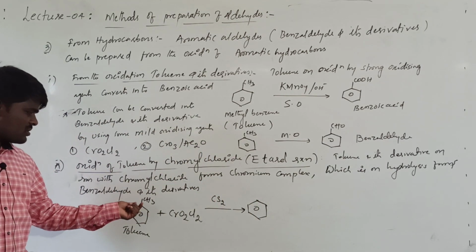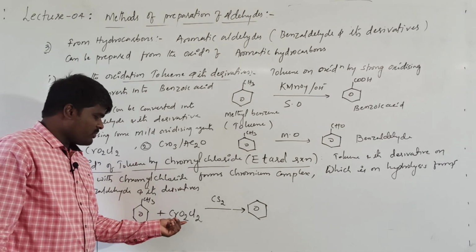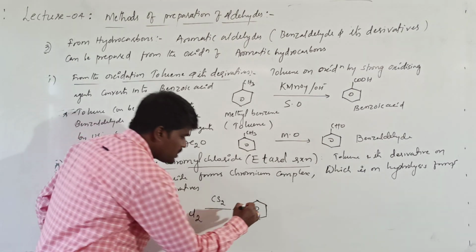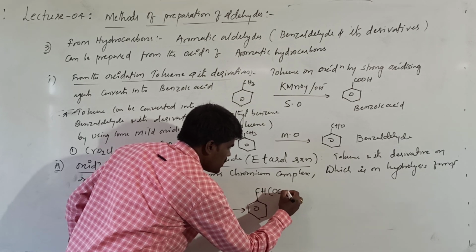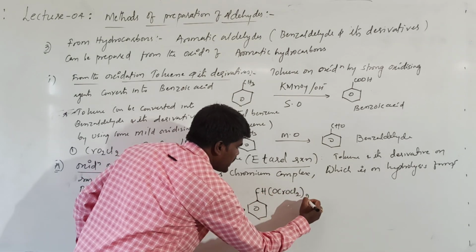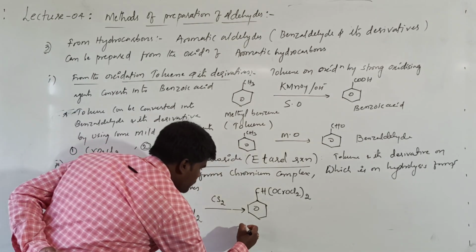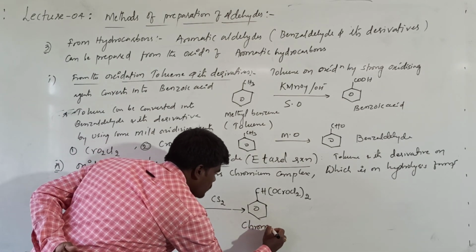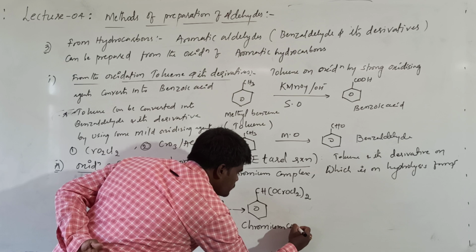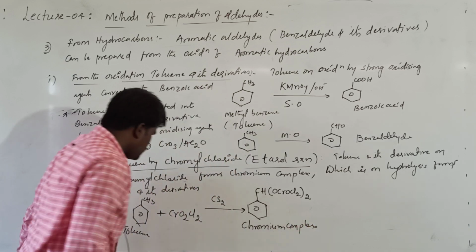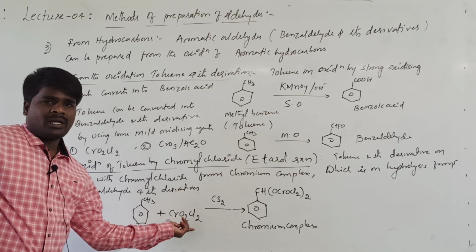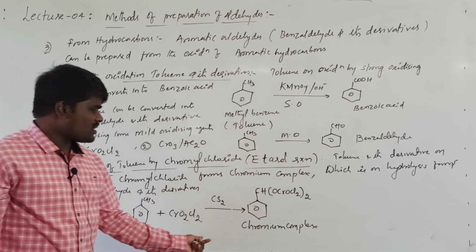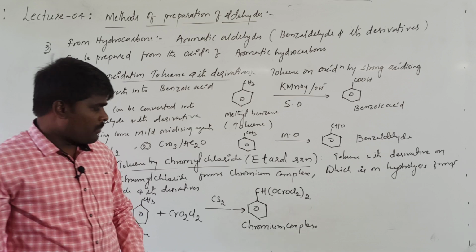Two hydrogens of this methyl group will be replaced by two chromyl groups. So it results in the formation of C6H5CH(OCrOCl2)2 taken twice. This is called the chromium complex. Here you have nothing to do, just remove two hydrogens from this methyl group and add two chromyl chlorides, which results in the formation of the chromium complex.